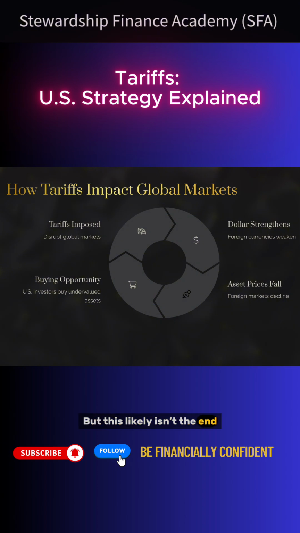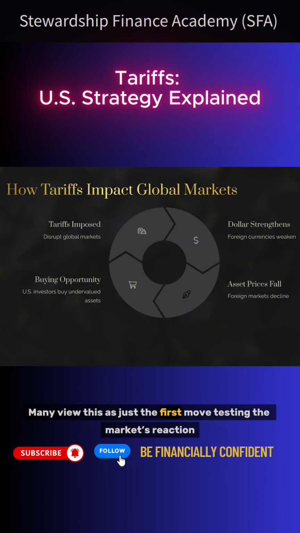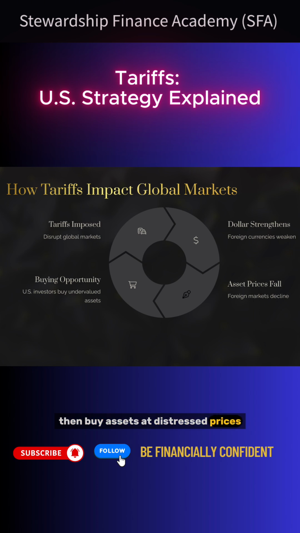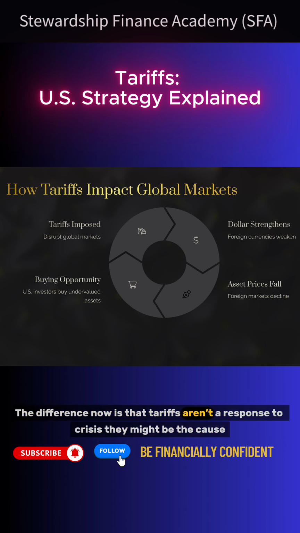But this likely isn't the end. Many view this as just the first move, testing the market's reaction. The strategy behind tariffs is similar to rate hikes: disrupt global markets, then buy assets at distressed prices. The difference now is that tariffs aren't a response to crisis, they might be the cause.